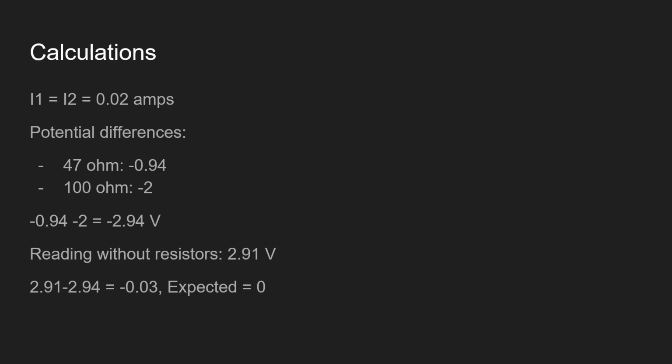Without resistors, it was 2.91 volts. So the total delta V is expected to be 0, and our experimentally determined one was very close to 0, negative 0.03.